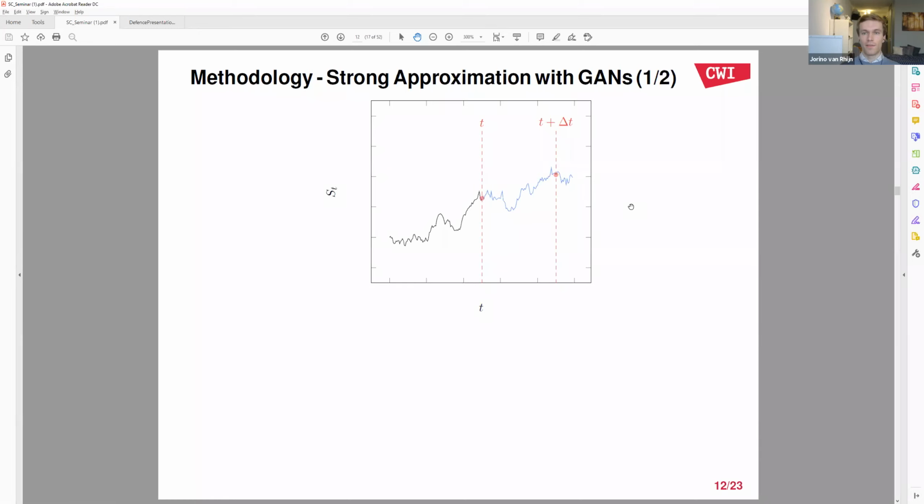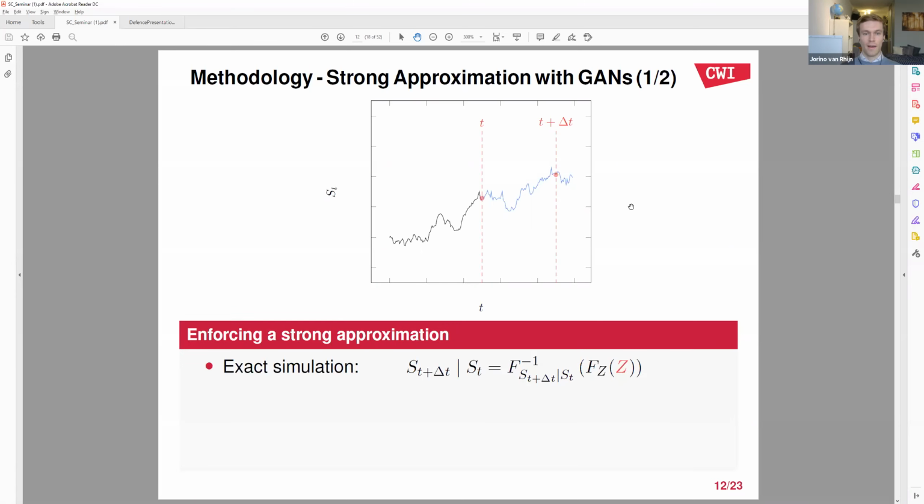So in this figure, I've just drawn one of these lines because now we're interested, if we start at the first red dot at time t, we're not just interested in the distribution at time t plus delta t, but we want to get exactly that second red dot if we start from the previous red dot, given that event in the event space. So if we draw an exact sample with exact simulation, we want the GAN to also find the same sample, almost surely under the measure P.